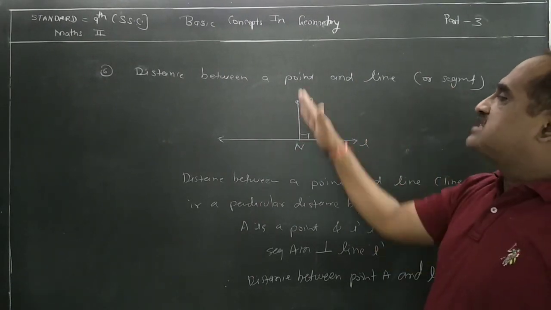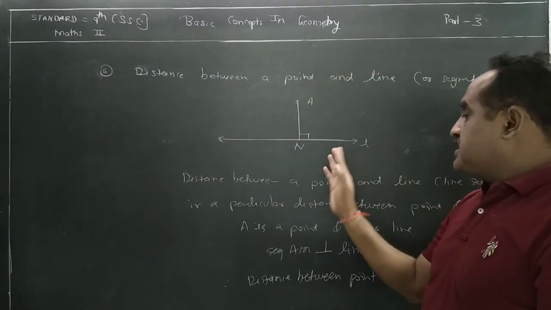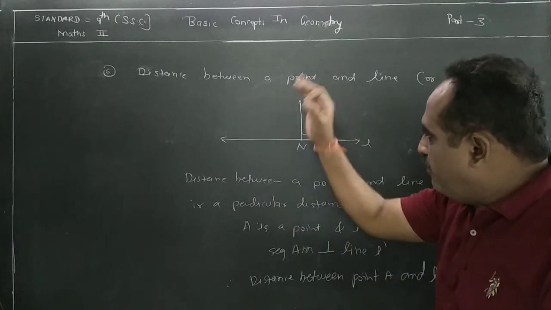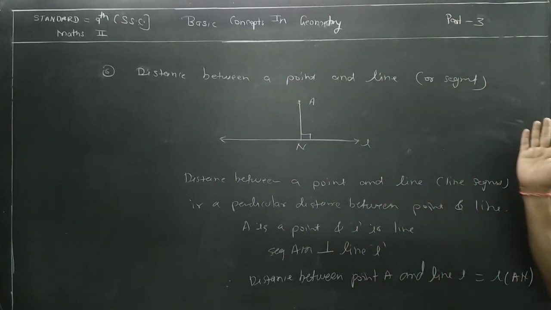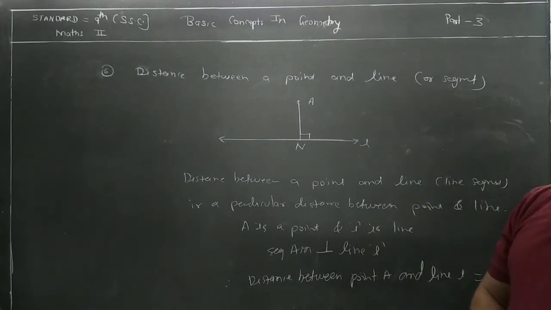If A is outside the line, and anybody asks me the distance between this point and the line, first of all we have to draw a perpendicular. Distance means perpendicular distance, that you have to keep in mind. So in the next lecture we're going to continue with practice set 1.2. Okay, thank you students.